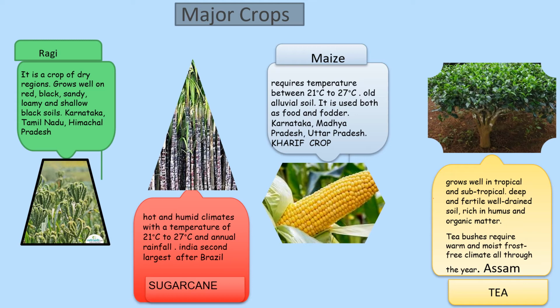Tea grows well in the tropical and subtropical regions. It needs deep and fertile, well-drained soil which is rich in humus and organic matter. Tea bushes require warm and moist, frost-free climate all throughout the year. Assam is a state where tea is grown in abundance.